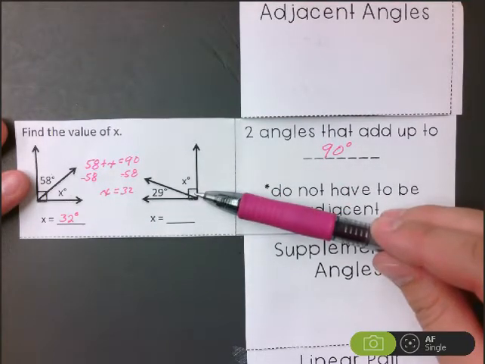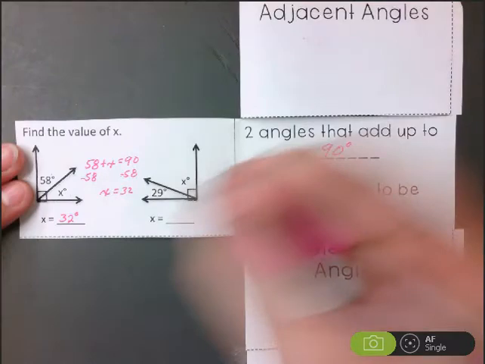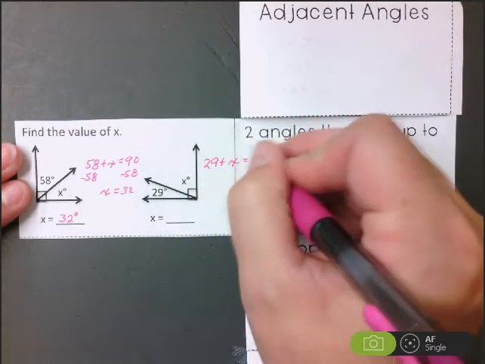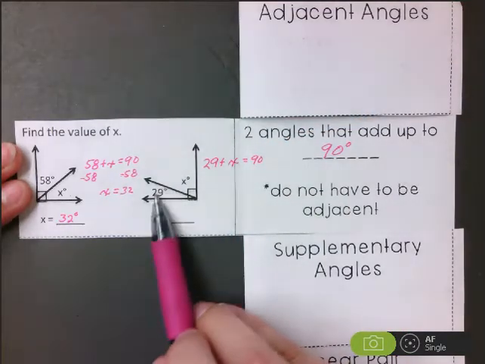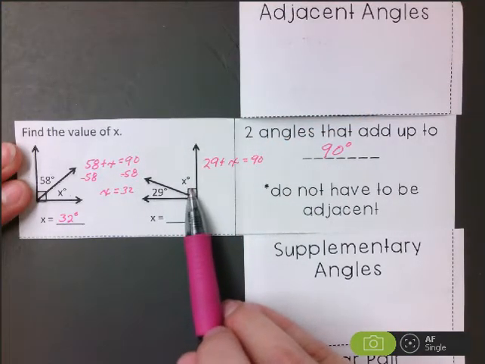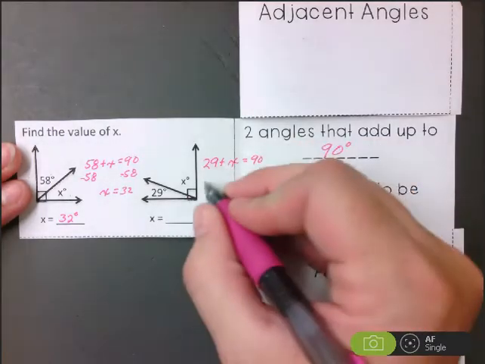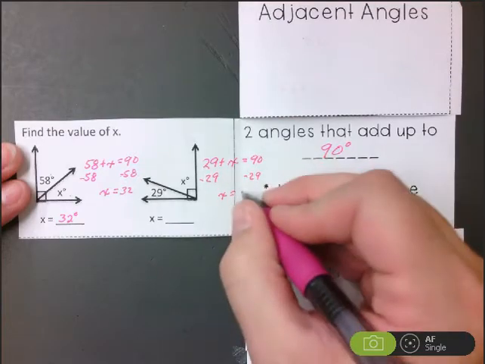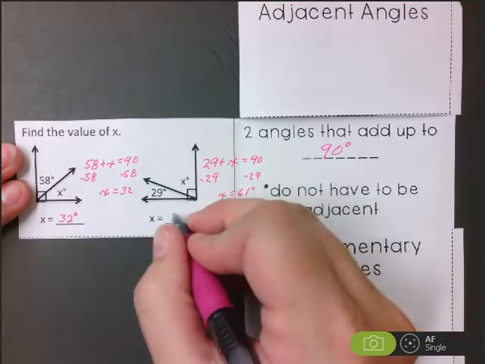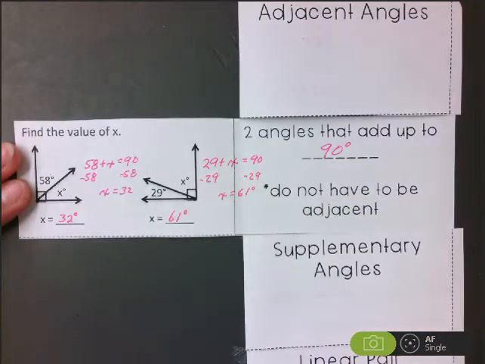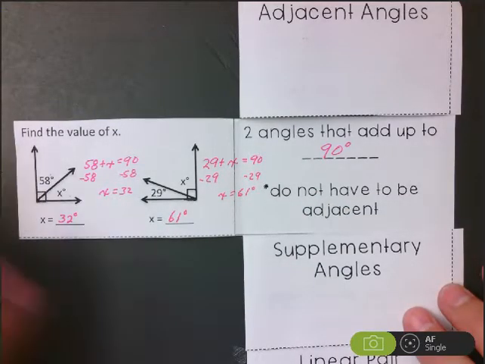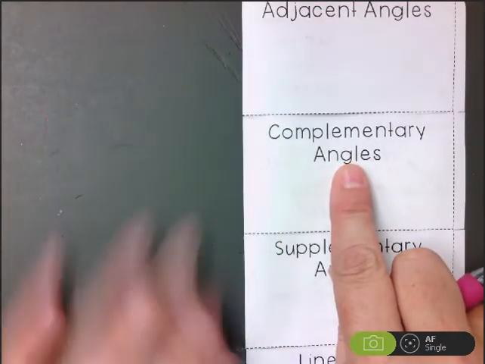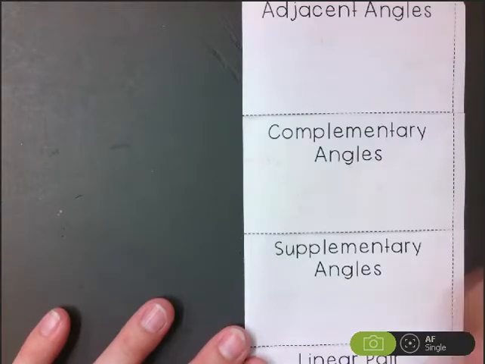Okay, so I'm going to come over to this one. I'm going to do the same thing. So I have 29 degrees plus my x equals 90, because if these two added together, I should get 90 degrees because I have that little box again. So I'm going to subtract my 29 from both sides, and I get x equals 61 degrees. So that's 61 degrees there. So remember, when we're talking about complementary angles, they're going to add up to 90 degrees.